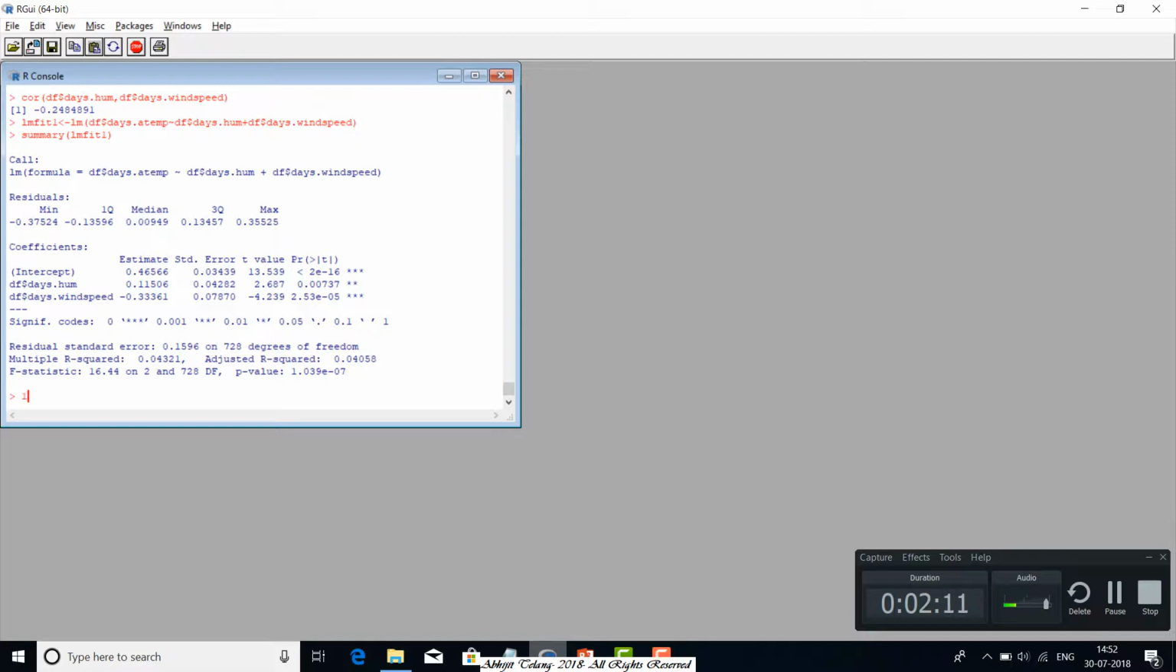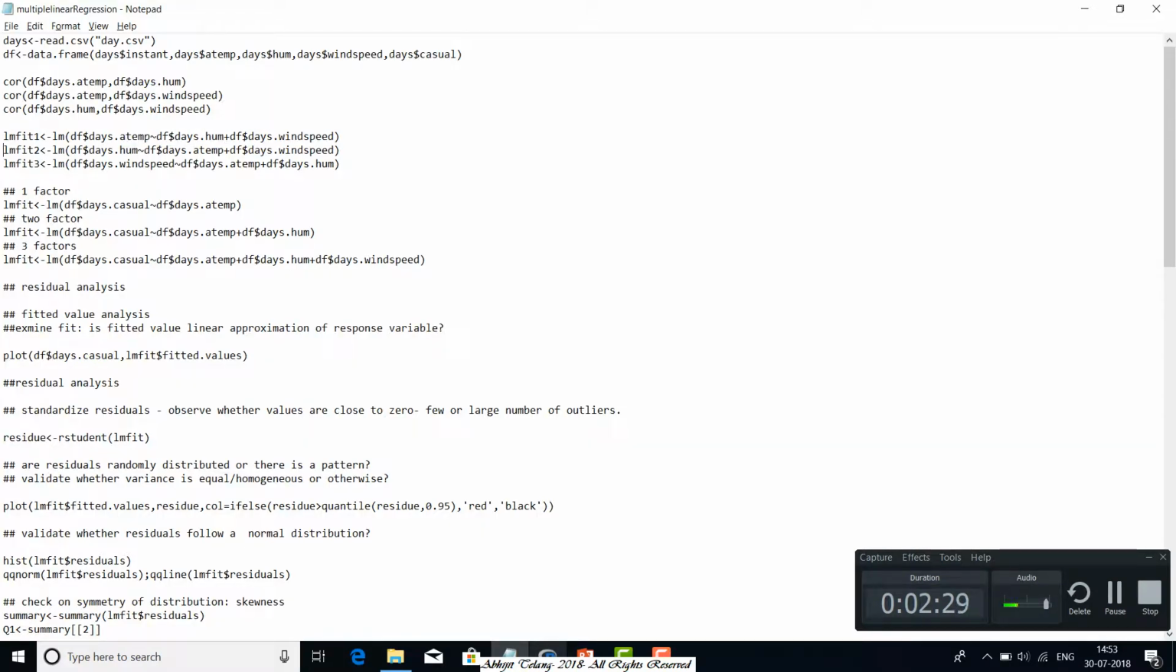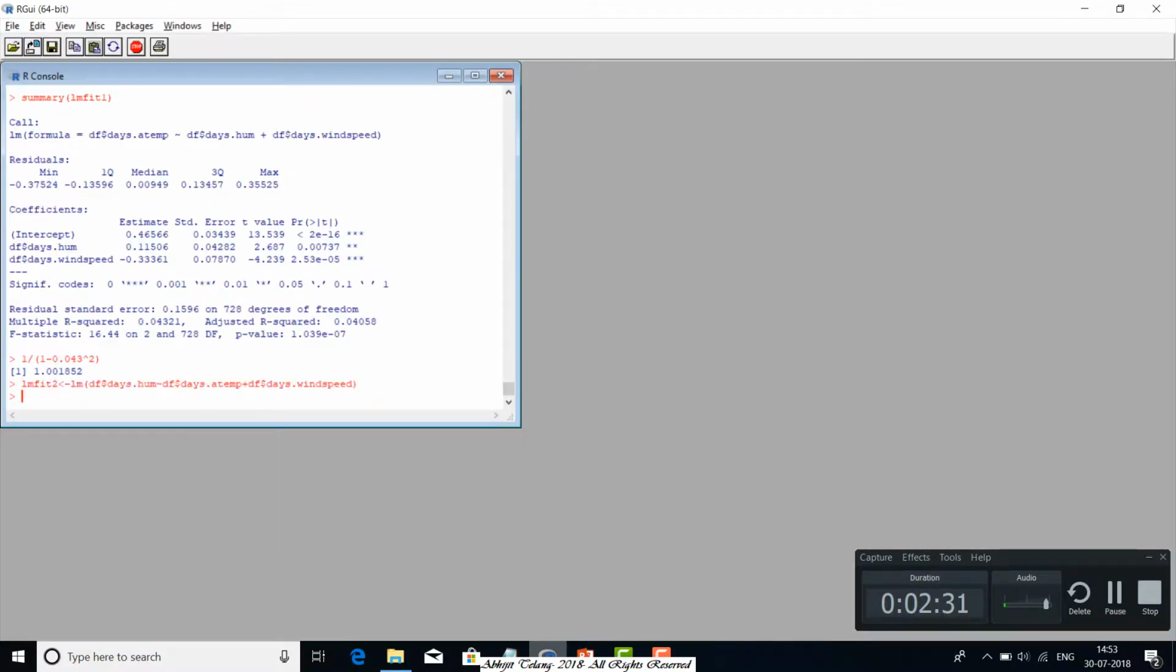And so I can compute the variance inflation factor as 1 upon 1 minus this regression statistic value, which is 0.043, raised to the power 2. I can see that it's fairly close to 1, so it may not have that much of an impact. Similarly, I have to do it for the other two combinations.